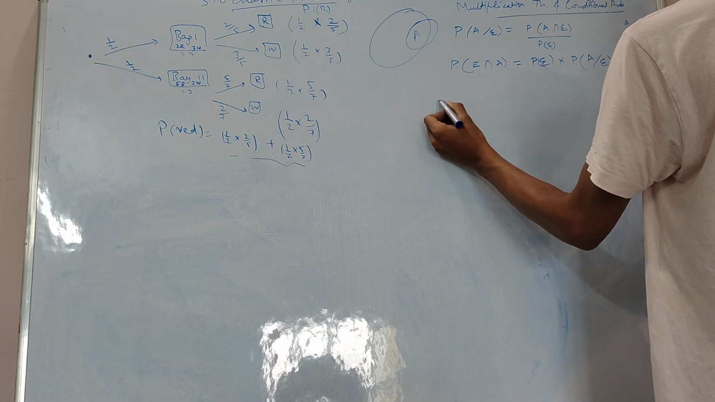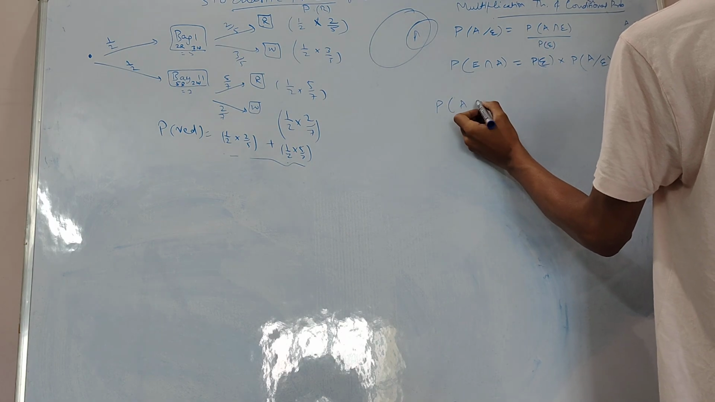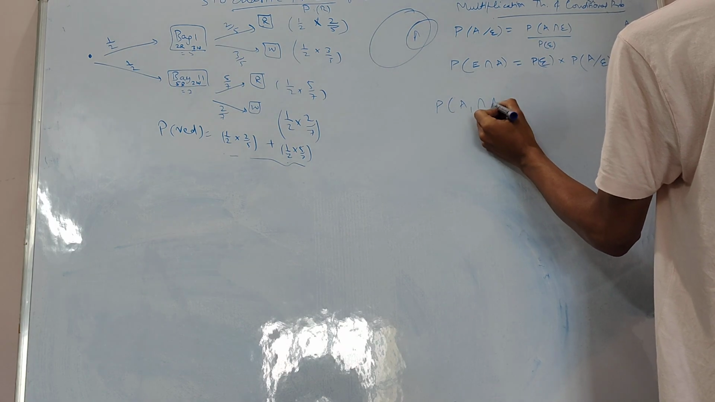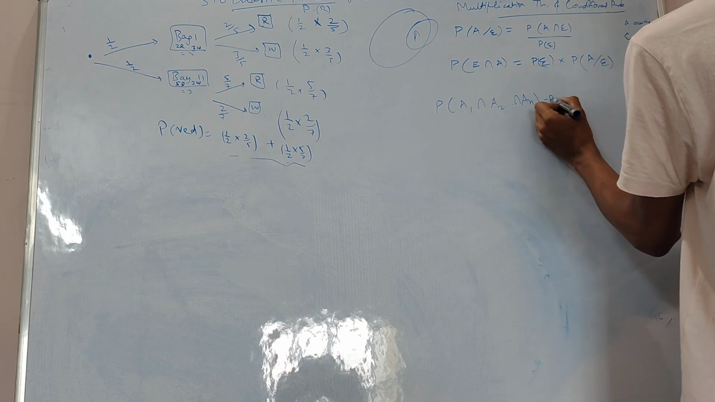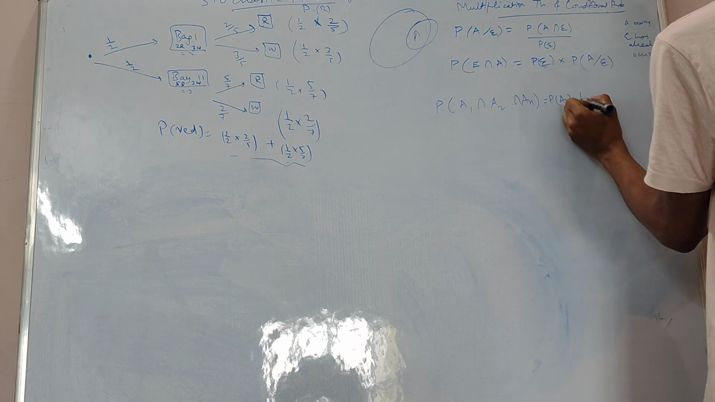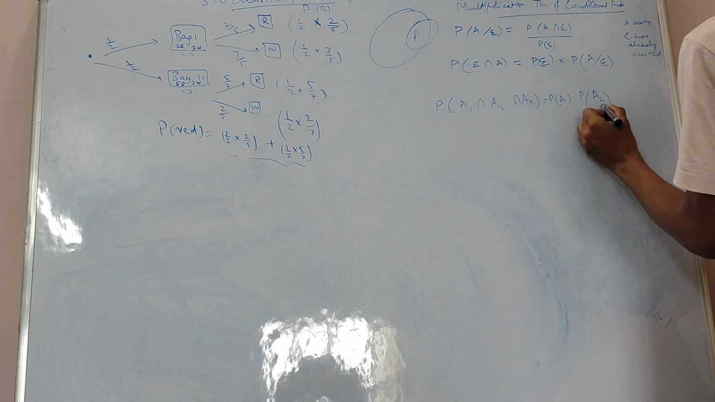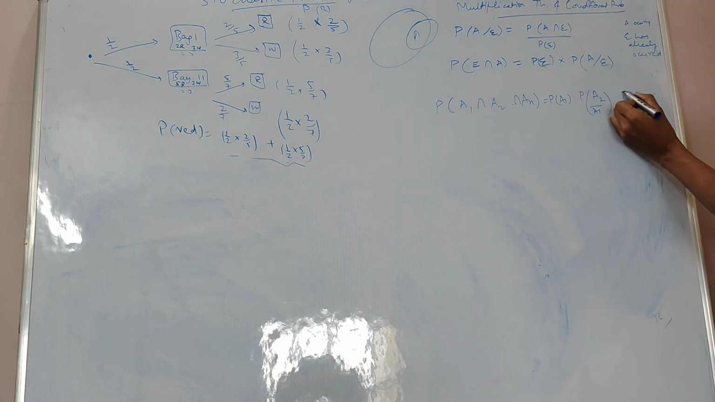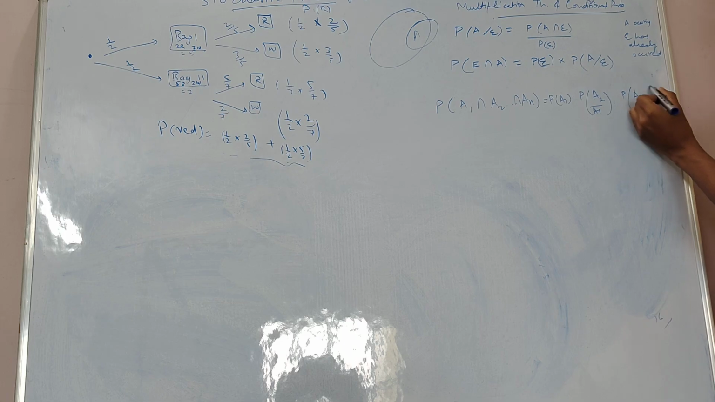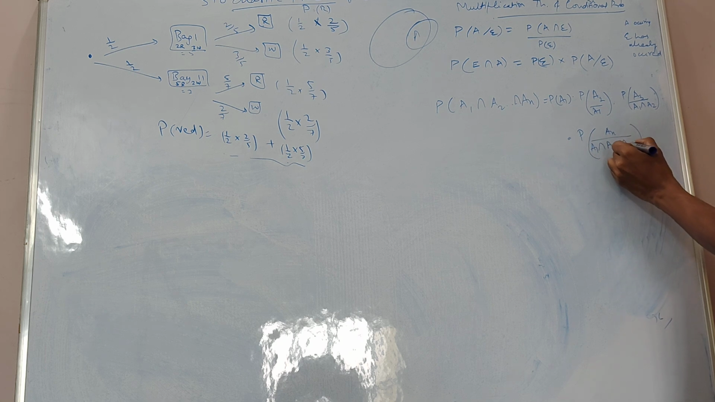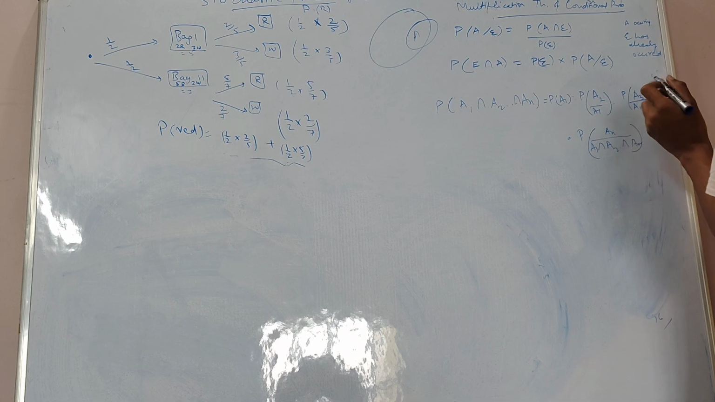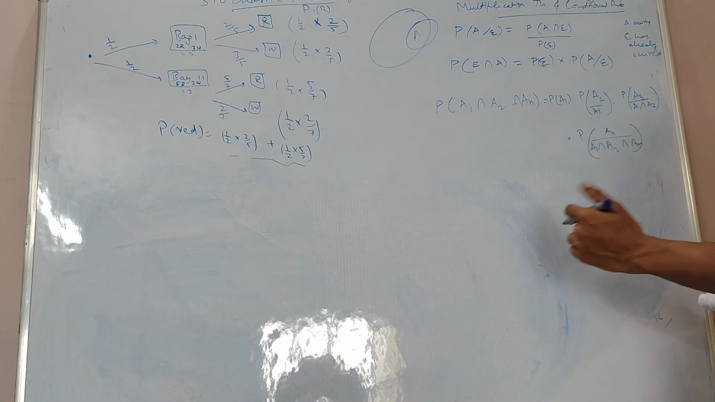Similarly, the probability of A1 intersection A2 intersection up to AN will be given as the probability of A1 multiplied by the probability of A2 given A1, multiplied by the probability of A3 given A1 intersection A2, and so on, up to the probability of AN given A1 intersection A2 intersection up to AN minus 1. Right. This was the multiplication theorem.